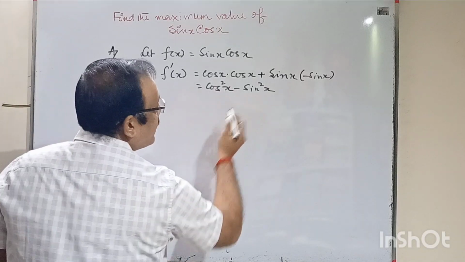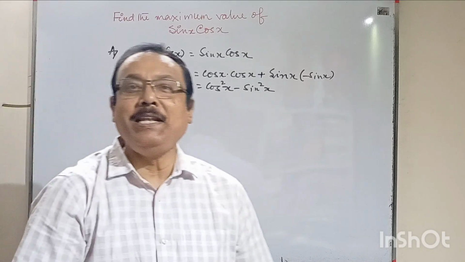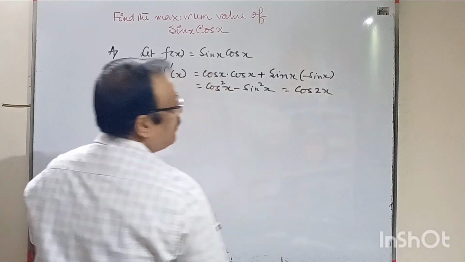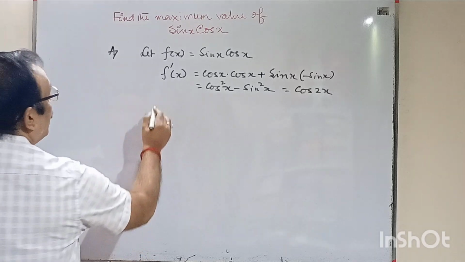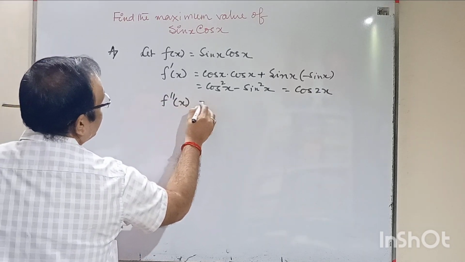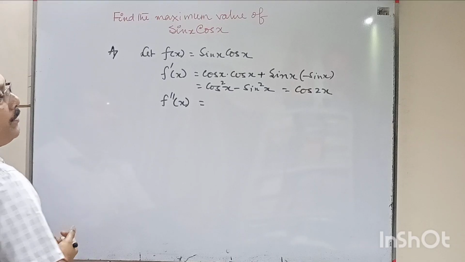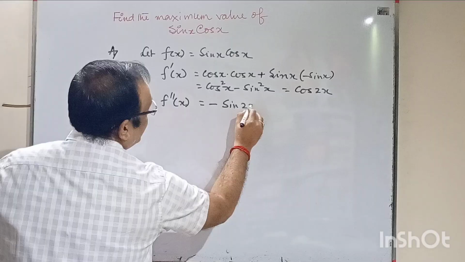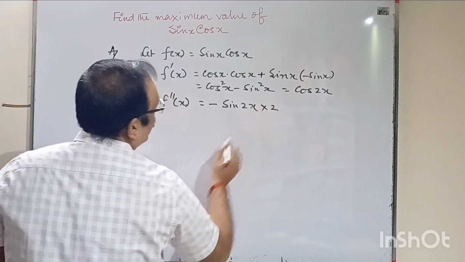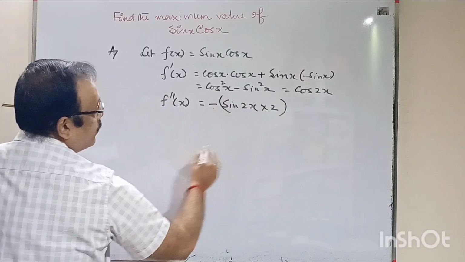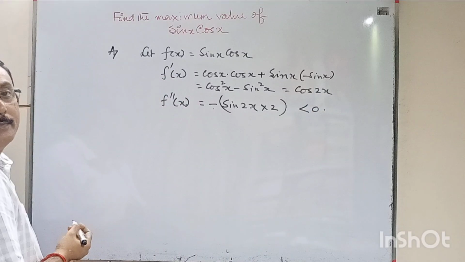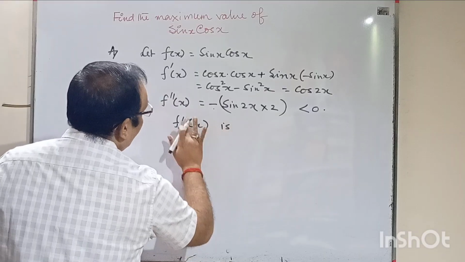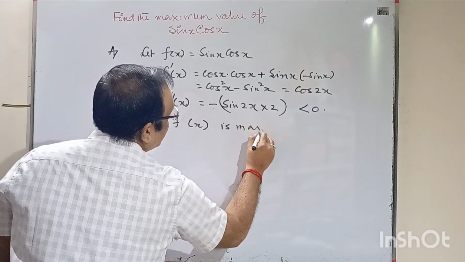Now what is cos square x minus sin square x? If you recapitulate our class 11, cos square x minus sin square x is nothing but cos 2x, the formula for cos 2x. Now for f double dash, the second order derivative, the derivative of cos 2x will be minus sin 2x into 2. Since we got a minus, this value is less than 0. So f double dash x is less than 0, which shows our function f(x) is maximum.